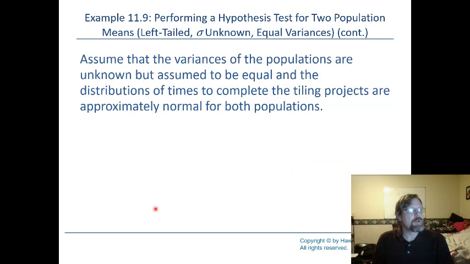Okay, we're going to assume that the variances are equal. The population variances are equal but unknown, and that the distribution of times to complete the tiling projects are approximately normal for both populations. Otherwise, our sample size of 10 is too small to proceed with this type of statistics, and we'd have to do something more advanced that we're not covering in this course.